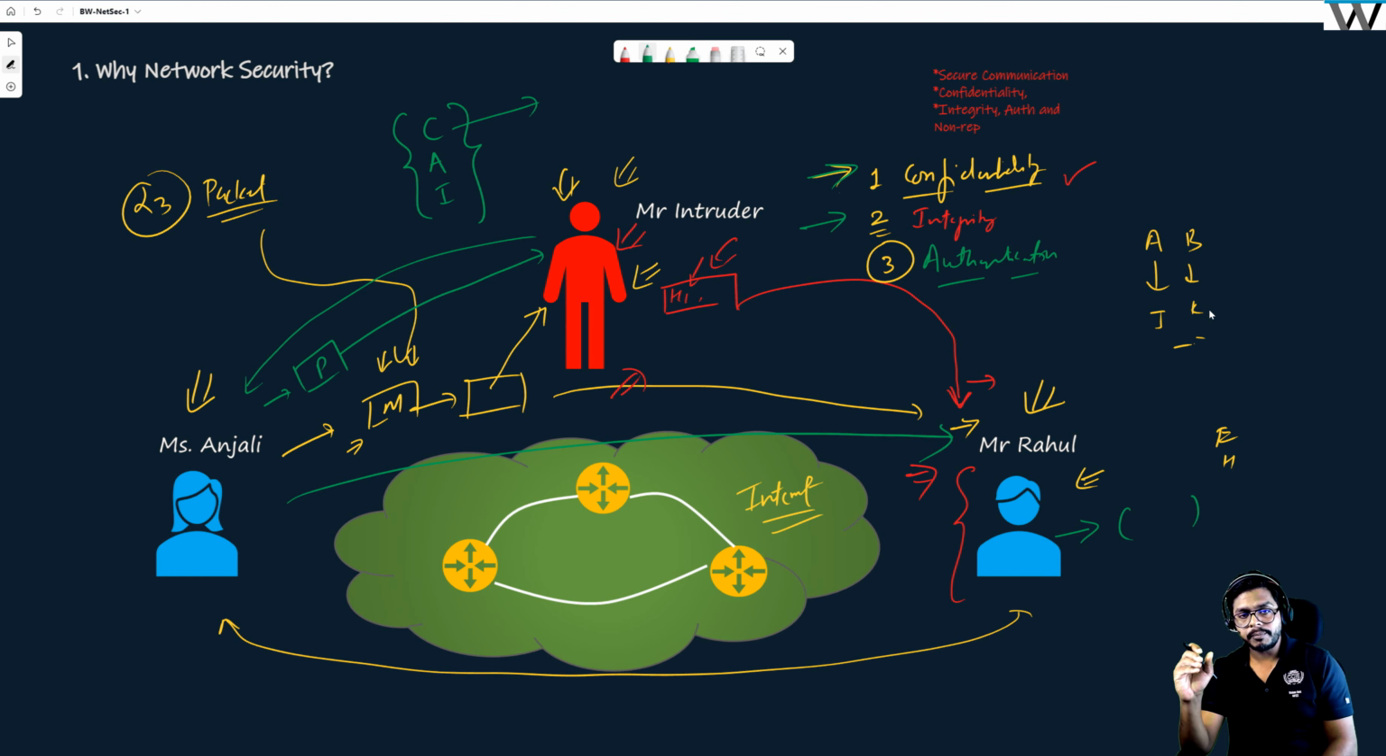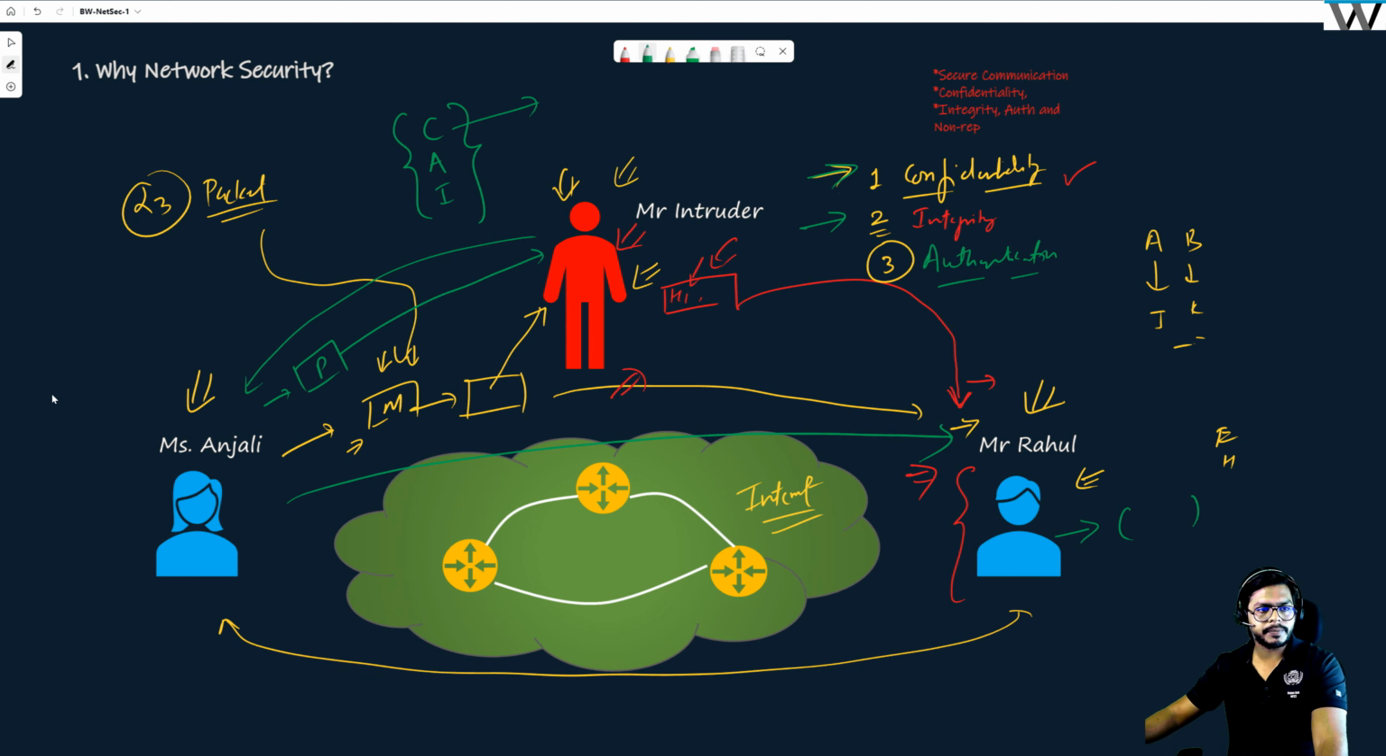Yes, to an extent, but an intruder can always change the message. And that is why we need integrity. So if you combine all of them, then you might get a solution. Although there are some other things also like non-repudiation, but we are not talking about them. Now, majorly, if you understand the concepts of confidentiality, integrity, and authentication, guys, believe me, network security is going to be a piece of cake for you, right?